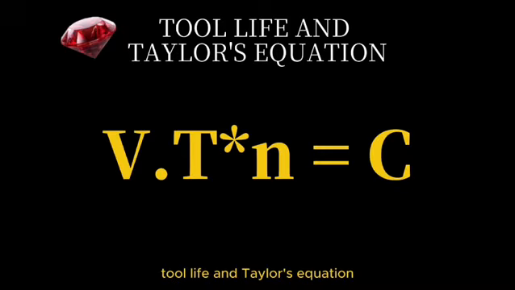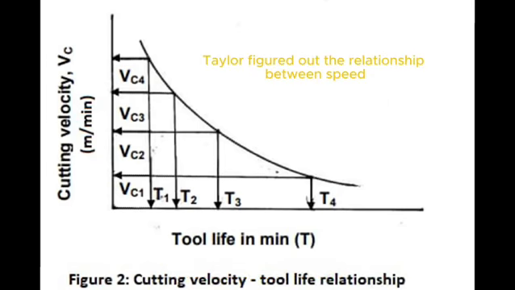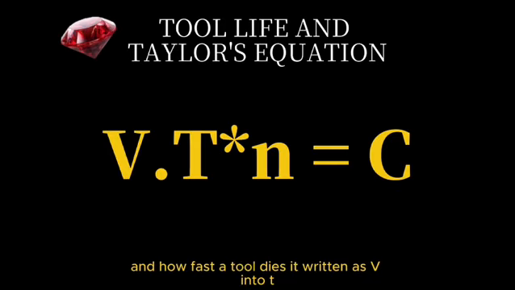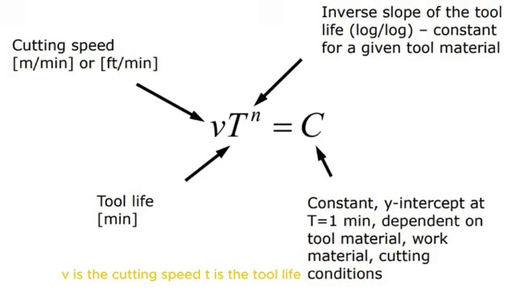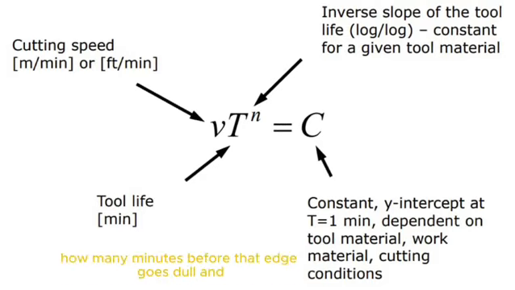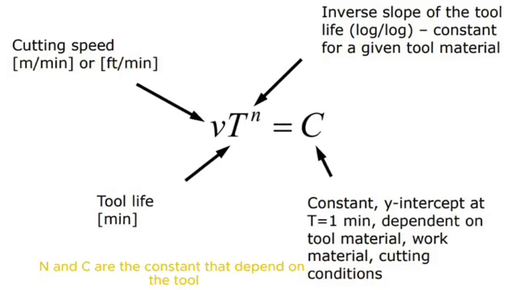Tool life and Taylor's equation. Now here's the part that actually matters for keeping your tool alive. Taylor figured out the relationship between speed and how fast a tool dies. It is written as V into T power n is equal to C. V is the cutting speed, T is the tool life: how many minutes before that edge goes dull and can't cut anymore? N and C are constants that depend on the tool and the material you are cutting.